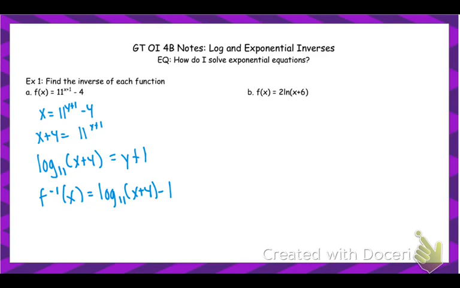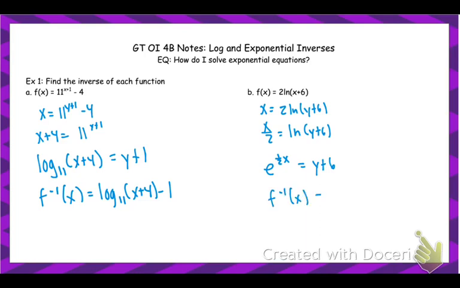All right, so let's look at B. Again, same thing. First step, switch x and y. All right, let's go ahead and divide by 2 so I can get that log by itself. And then I can write this in exponential form. So e to the x divided by 2, or 1/2 x, is equal to y plus 6. So my inverse then, all I would have to do is subtract 6. So e to the 1/2 x minus 6.